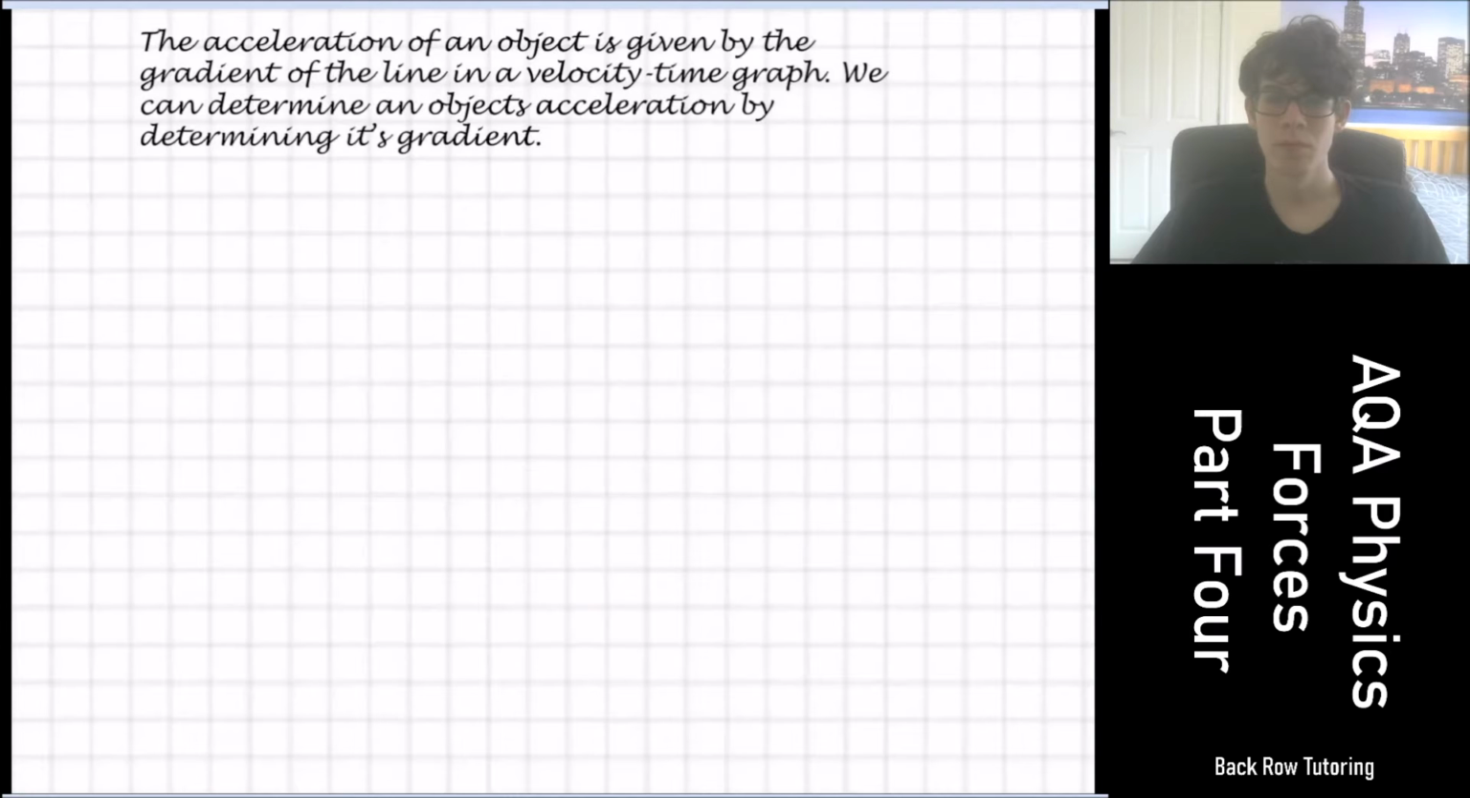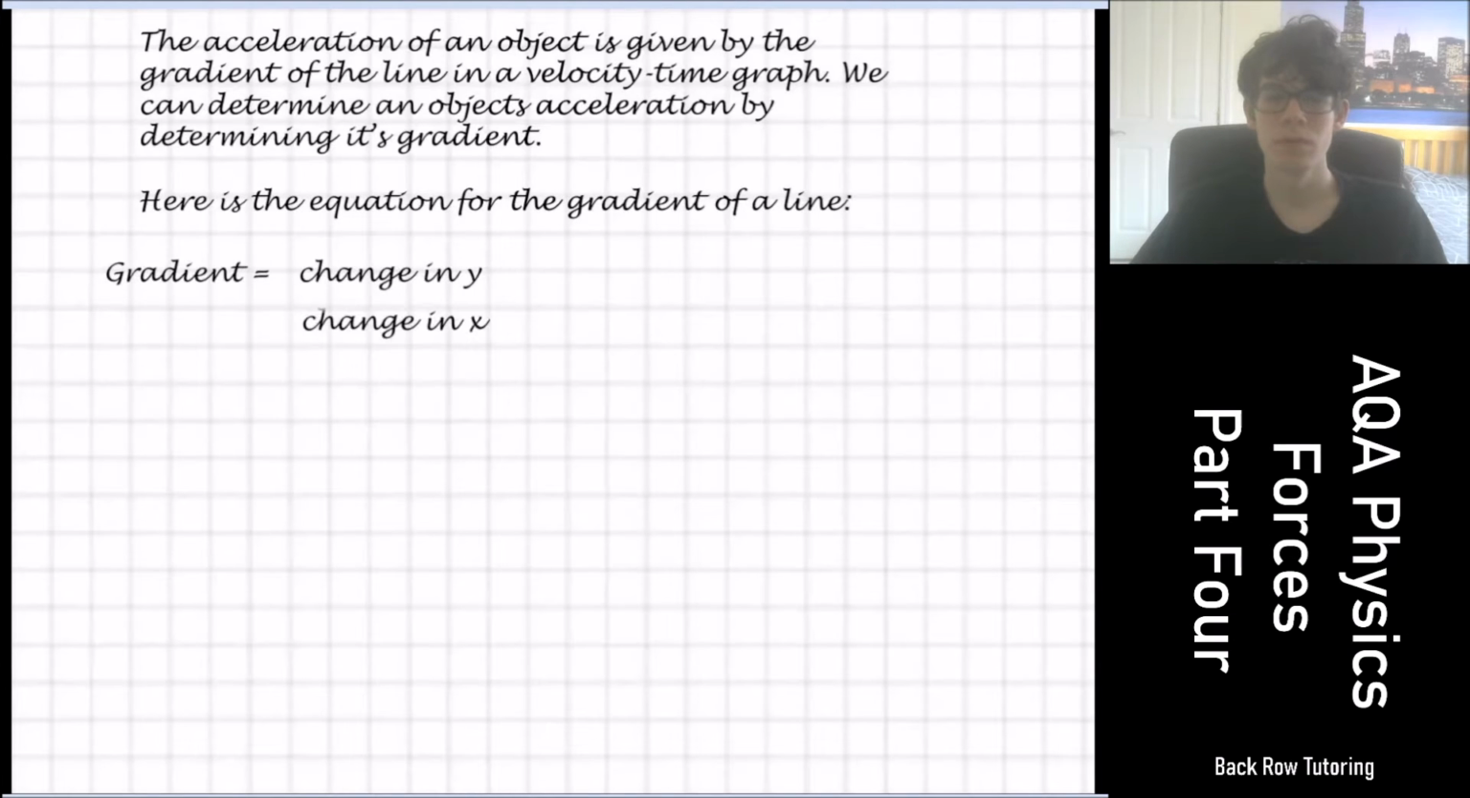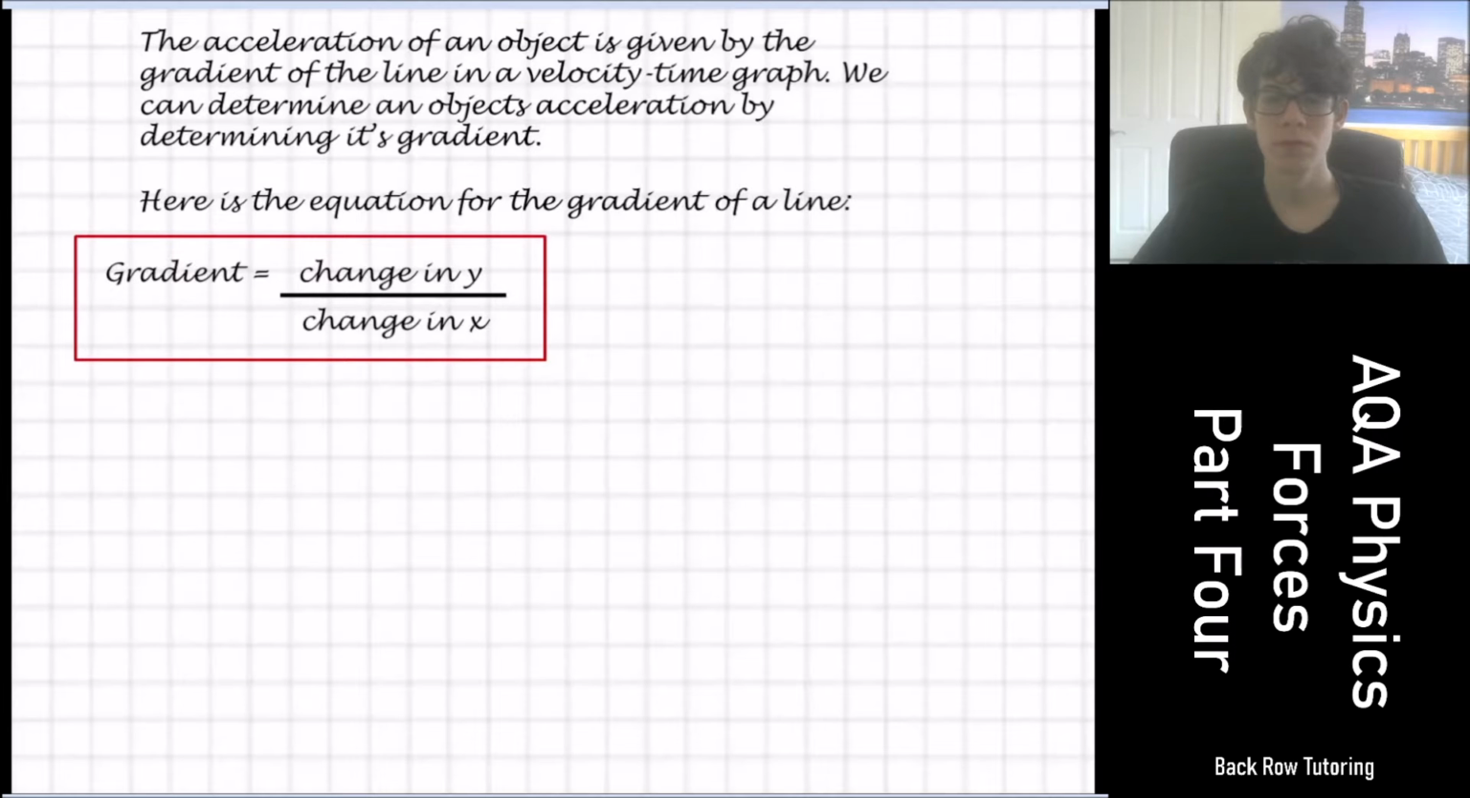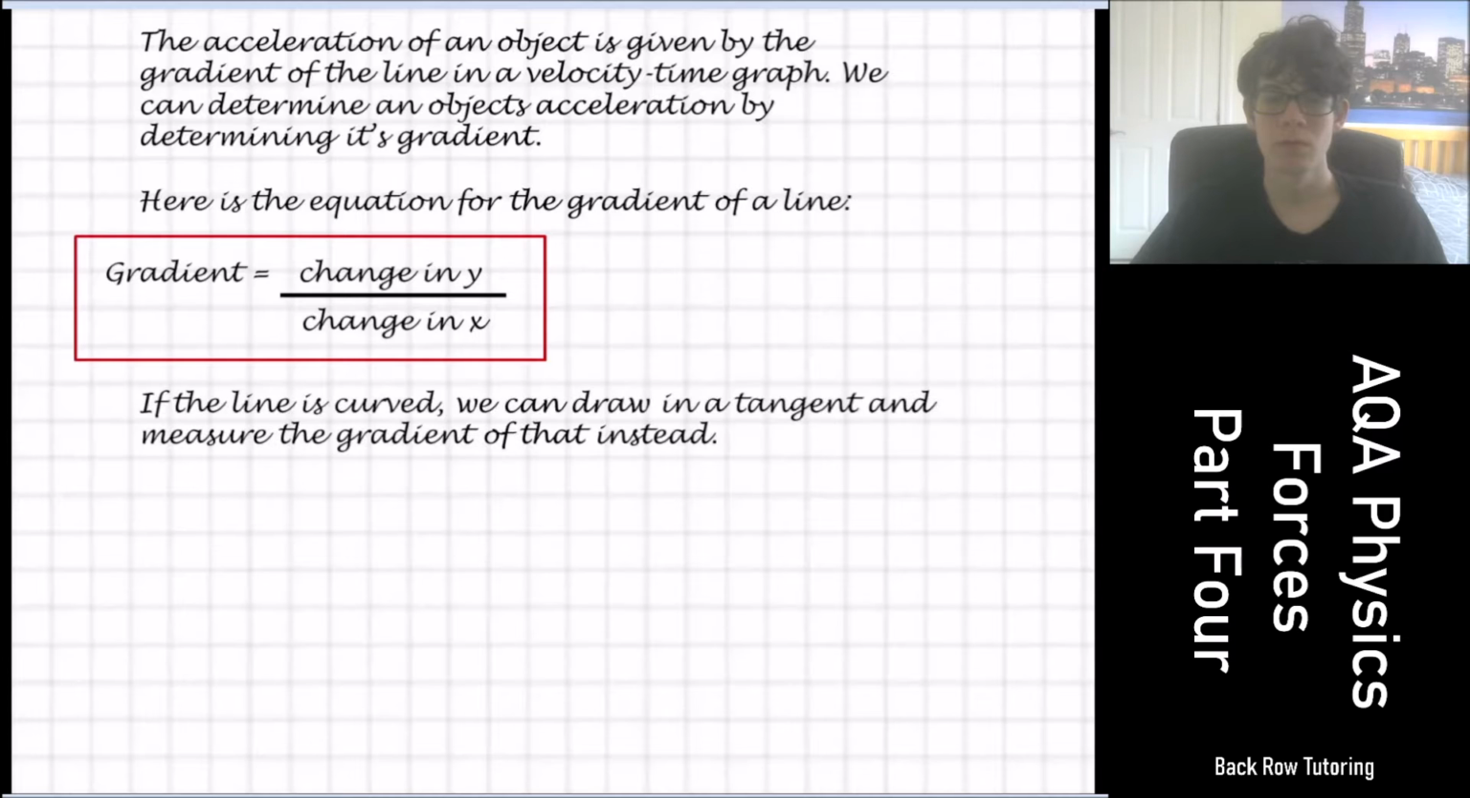The acceleration of an object is given by the gradient of the line in a velocity time graph. We can determine an object's acceleration by determining its gradient. Here is the equation for the gradient of a line. The gradient is equal to the change in y divided by the change in x. If the line is curved, we can draw in a tangent and measure the gradient of that instead.